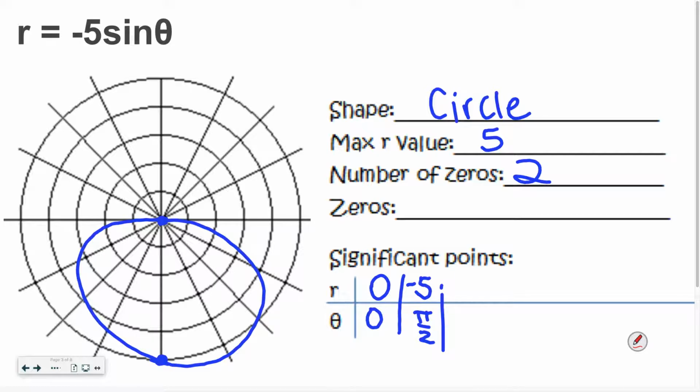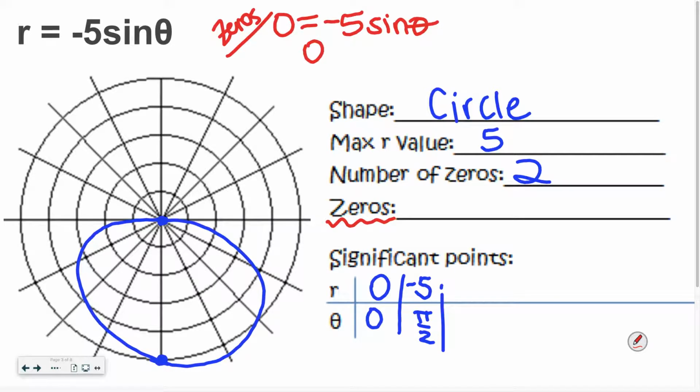Okay, well, how do we actually find the zeros? When I ask you for zeros, I'm asking you for where we are at the pole. Well, what is the r value at the pole? 0. Hence the name zero, right? So when we set our equation equal to 0, we are finding our zeros. Okay? So where is the sine equal to 0?